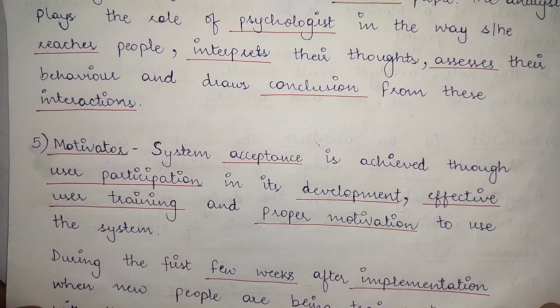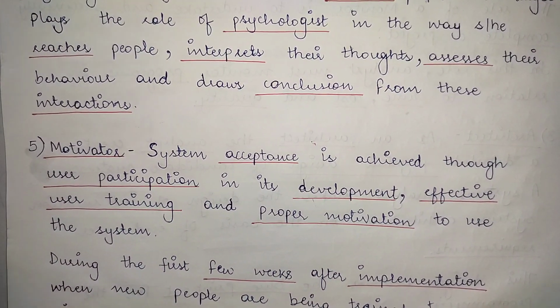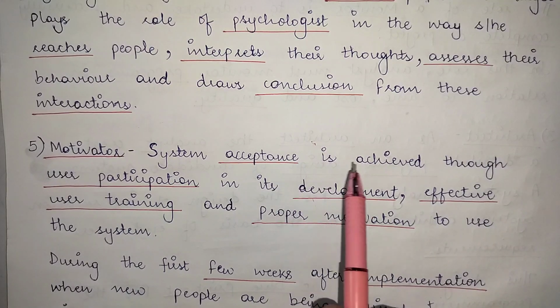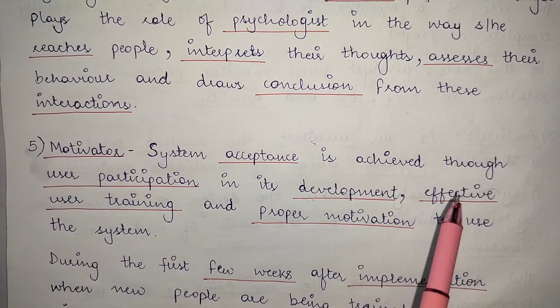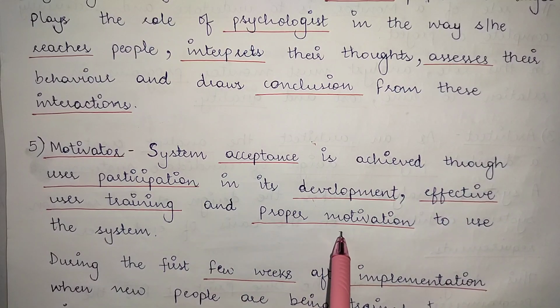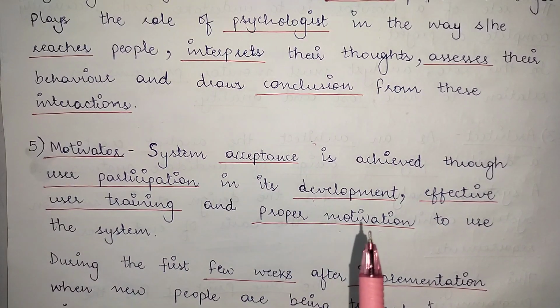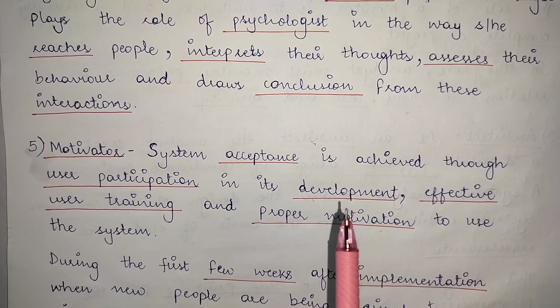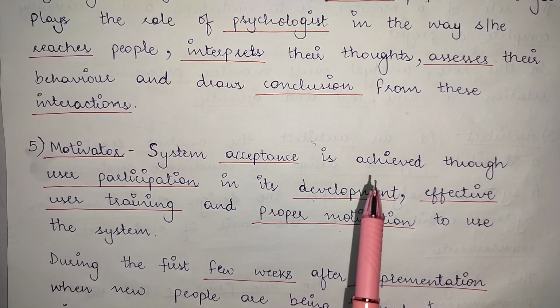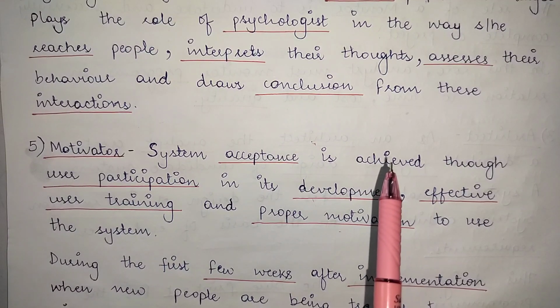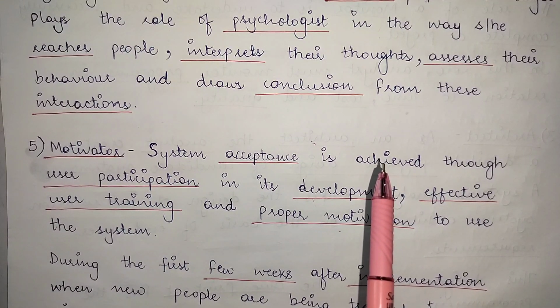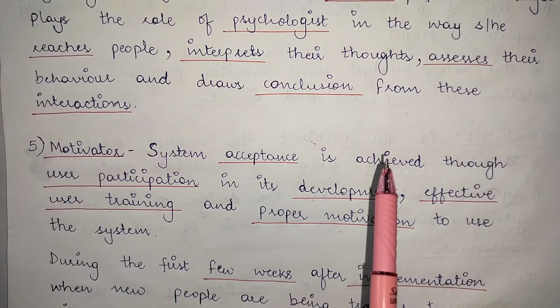The fifth role is that of a motivator. System acceptance is achieved through user participation in its development, effective user training and proper motivation to use the system. So a system analyst also works as a motivator, because he motivates people to accept the changes and then use the changed candidate system. As I said, any new candidate system will bring changes in the organization.